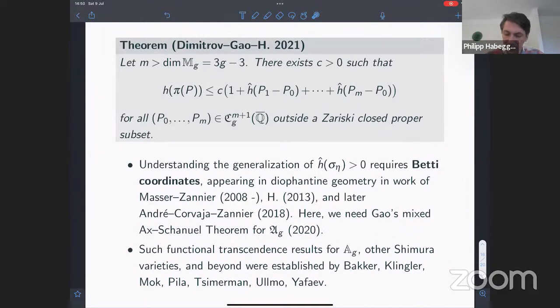So in the context of Shimura varieties, such functional transcendence results were established by Bakker, Klingler, Tsimerman, Pila, Ullmo, and Yafaev, and Tsimerman's ICM talk in 2018 covers some results in that case. And here we're using the universal family of abelian varieties, and that's why it's sometimes called the mixed case. Right.